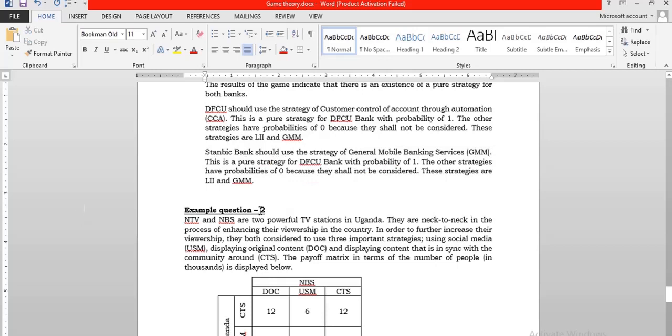Like that. This is a pure strategy for Stanbic Bank with the probability of 1. The other strategies have probabilities of 0 because they shall not be considered. These strategies are CCA and LII.